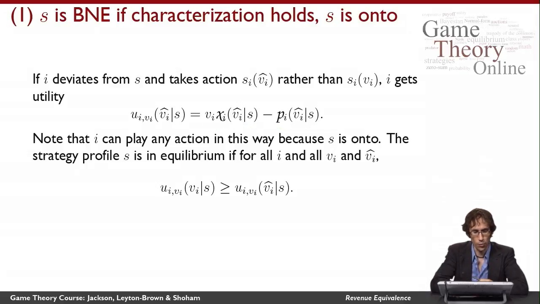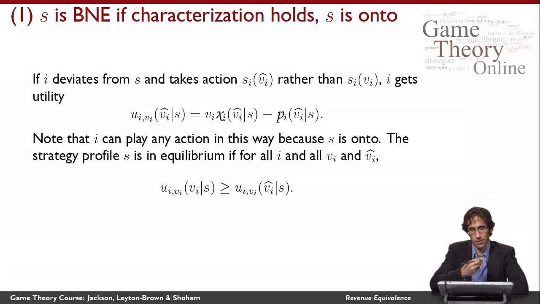And note that, as I was just saying before, it's possible for agent I to play any action by behaving in this way because of our assumption that S is onto. So he can find some V hat I which will correspond to any action in the game, any one of the real values in the interval.